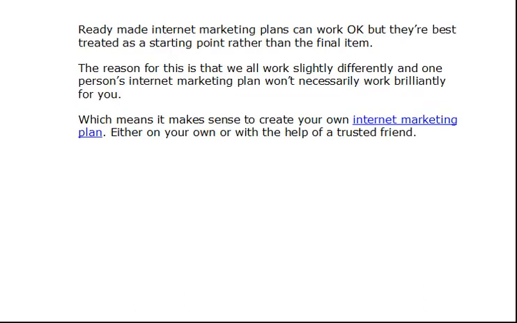Ready-made internet marketing plans, and you can buy those off the shelf, can work okay, but they're best treated as a starting point rather than the final item. And the reason for this is that we all work slightly differently, and one person's internet marketing plan won't necessarily work brilliantly for you. And that means it makes sense to create your own plan, either on your own or with the help of a trusted friend or with a product that helps you do that, whichever works best for you.